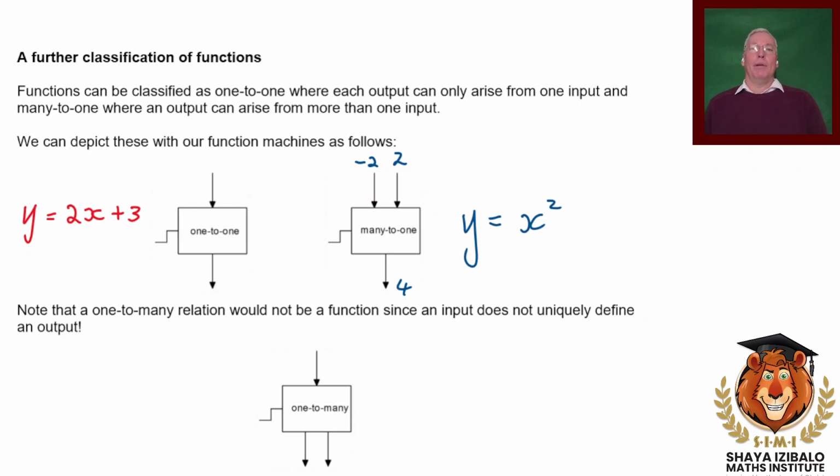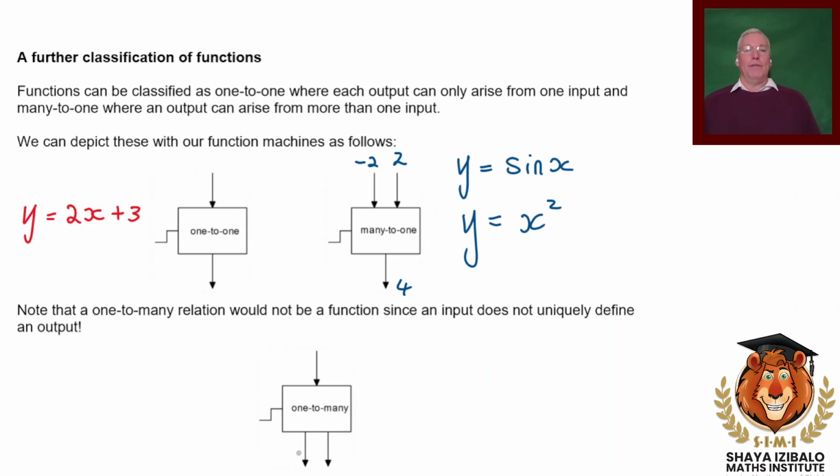Another classic example of a many-to-one function, which we've come across before, is y equals sine x. There are infinitely many numbers that we can put in to get one out. Sine of 90 is one. Sine of 450 is one. Sine of 810 is one. Every time we add 360 degrees, we just get another place where sine is one.